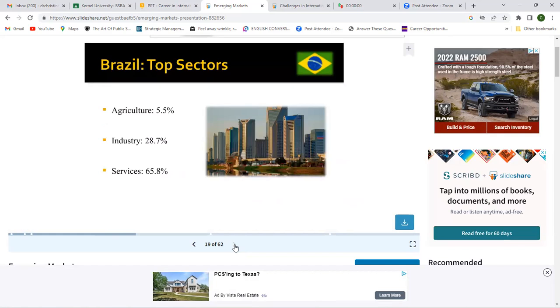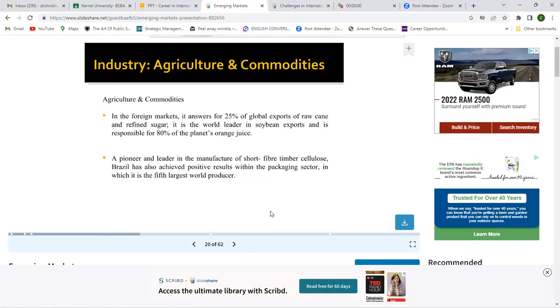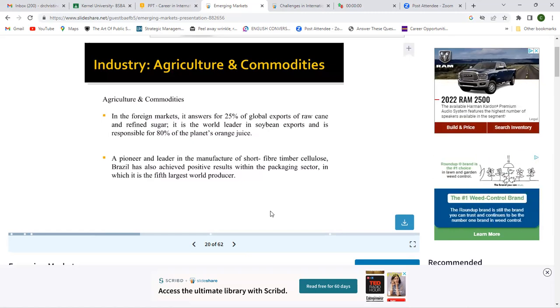Agriculture is 5.5%, industry is 28.7%, and services is 65.8%. Agriculture and commodities: in the foreign markets, it accounts for about 25% of global exports of raw cane and refined sugar. It's the world's leader in soybean exports and responsible for 80% of the planet's orange juice.